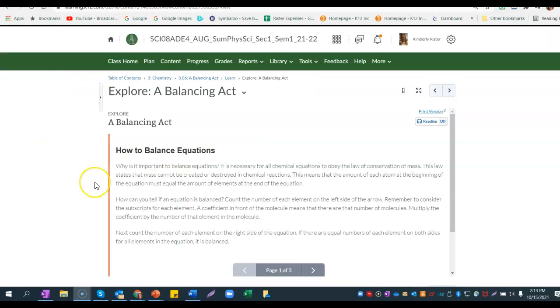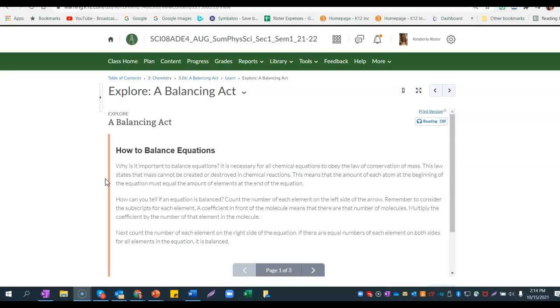All right, so question 1 for the guiding questions is answered right here. Why is it important to balance equations? It is necessary for all chemical equations to obey the law of conservation of mass. It's also important for you to write down what that is. So this law states that mass cannot be created or destroyed in chemical reactions. So this means that the amount of each atom at the beginning of the equation must equal the amount of elements at the end of the equation.